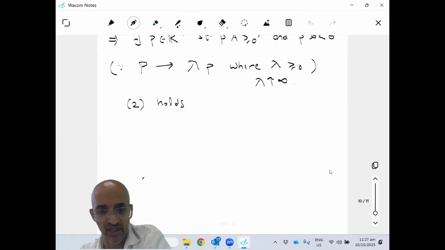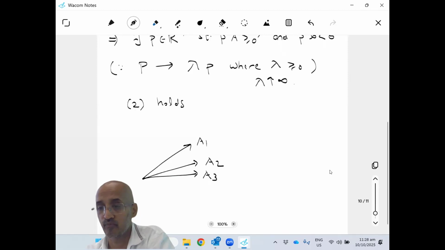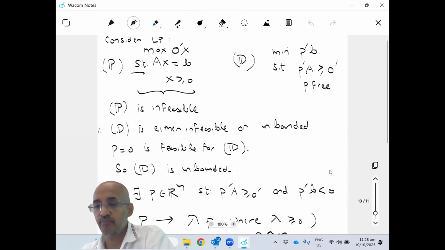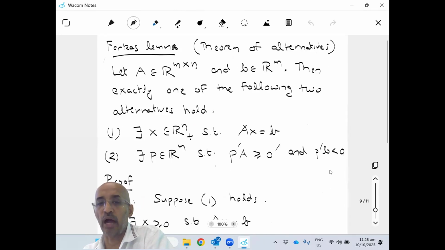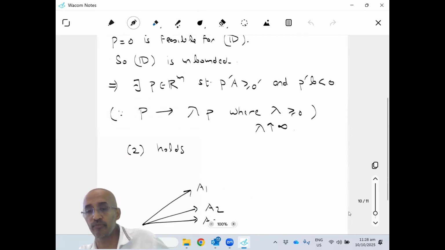So suppose I give you vectors, let's say A1, this is a vector A2. These are column vectors of the A matrix. Let's say A3 and so on. And let's say I tell you that P transpose A is non-negative. So I'm looking at the case when two does not hold. Oh, I'm sorry, actually two holds. So suppose two holds.